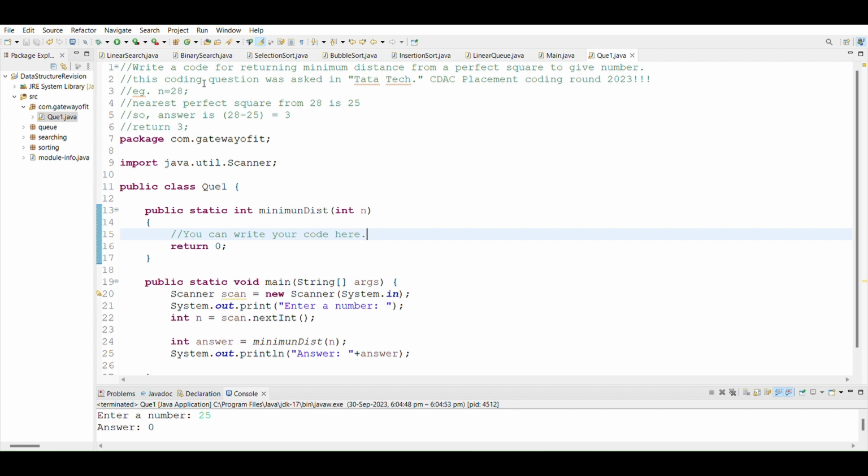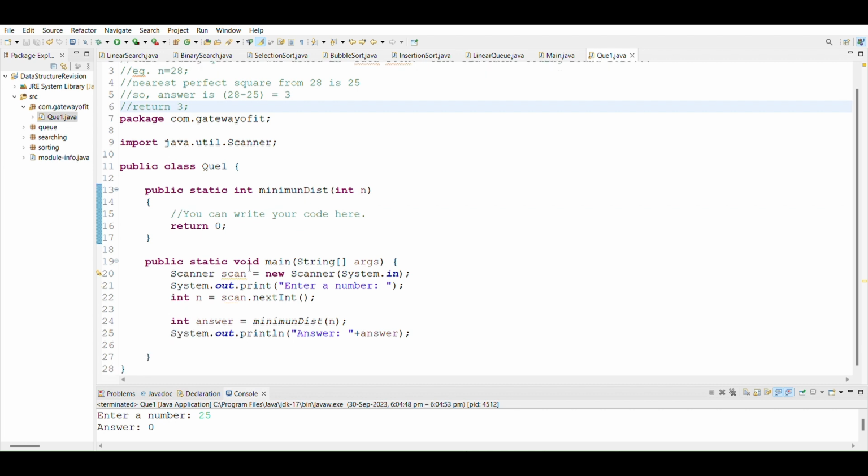Suppose, let's take an example, n equal to 28. The perfect square nearest to 28 is 25. So the answer is 28 minus 25 equal to 3, which means we have to return 3 from the function.